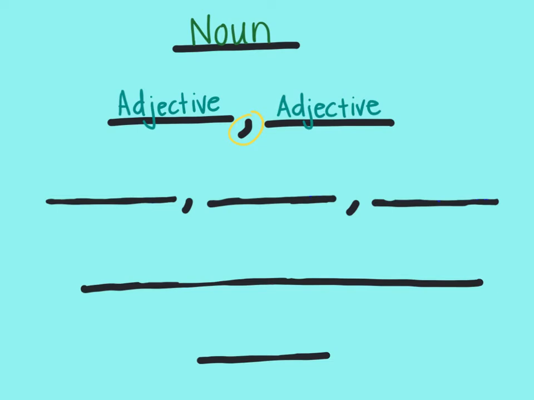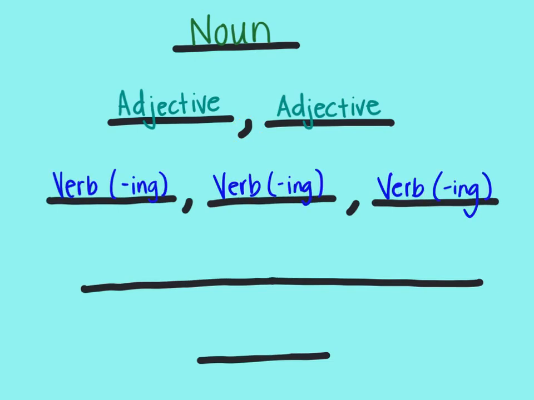Then underneath that, there's 3 lines. On those 3 lines, we put 3 verbs. And for cinquain poems, we specifically focus on verbs that end in ing. So that's why this right here says verb ing. And these verbs still focus back on this noun, just like the adjectives describe that noun.